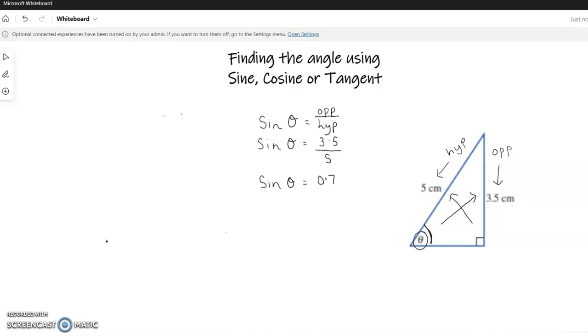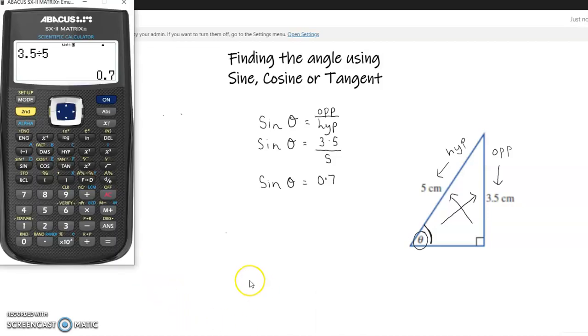Now, this is where things start to change. In the past, we knew what our angle was, and we used our ratio to find an unknown side. Now we're using our trig ratio to find the angle. When we find the angle, we need to work backwards from our trig ratio. We know our trig ratio is equal to 0.7. So we have to work backwards to find the angle.